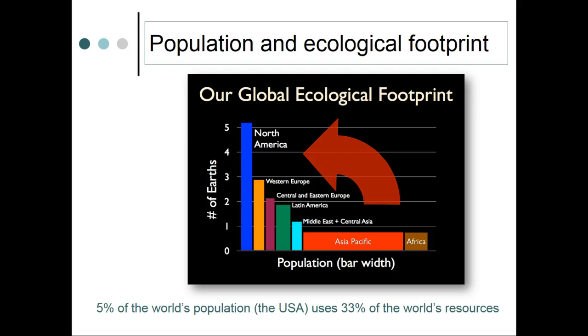By contrast, look at Asia Pacific, second to the right in red. Low ecological footprint, but huge population, which, by the way, includes India and China. Both countries are rapidly industrializing and have equally rapid population growth. What will happen to pressure on the planet's resources when their ecological footprint doubles or triples?